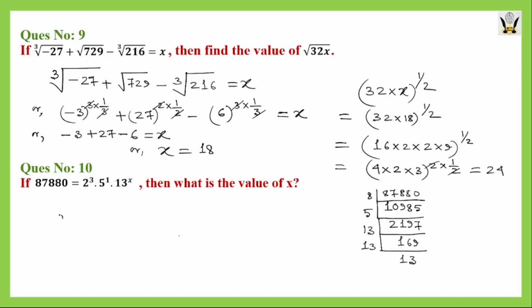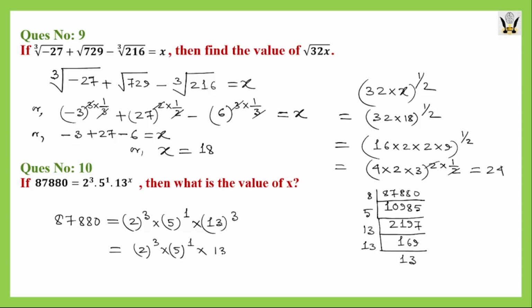So this 87880 can be represented as, and in the question that is given as, 2 cube multiplied by 5 to the power 1 multiplied by 13 to the power x. Then from these two lines we can say x will be equal to 3.